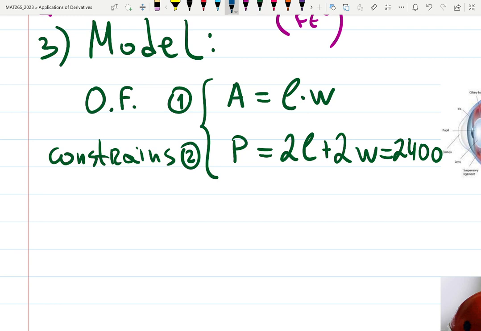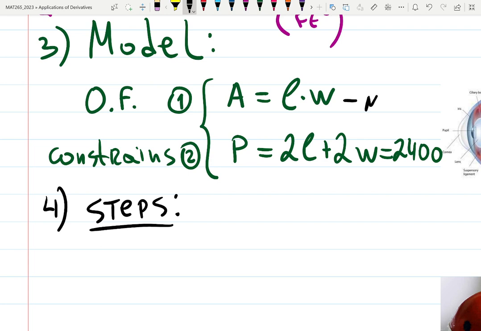4, you start solving it. Step 4. You have steps to solve the model, to give the answer of this optimization problem. So that's where the steps start. So I want to, let me just ask you first. I want to maximize A, area. What does it mean to maximize area? What mathematical tool solves this question?